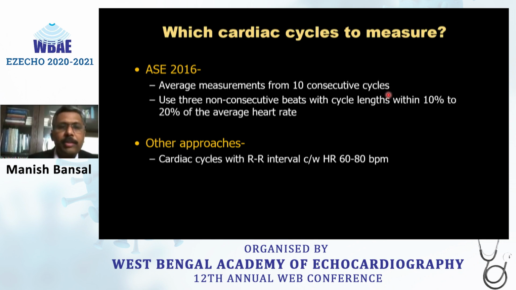So the alternative is that we take three non-consecutive beats with cycle lengths which resemble that of the average heart rate in that patient. Or some other investigators have suggested that we use RR intervals that match heart rate of 60 to 80 beats per minute and take three beats and take average.